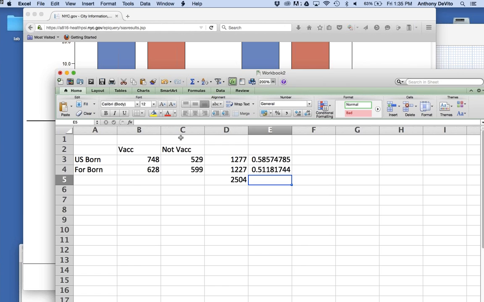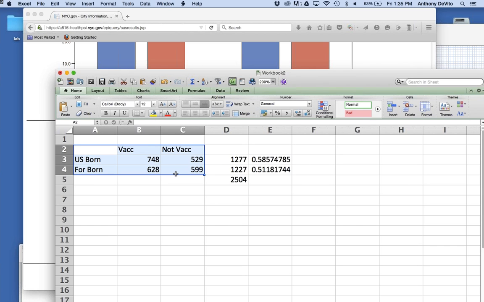There we go. Okay, so now I'm looking at this and I'm saying to myself, well, my null hypothesis here, if I'm doing a study, would be that there's no difference in the vaccination rate for US born and for foreign born. So I would expect these two proportions to be equal. So I would say that P1 equals P2. P for US borns, proportion US born, equals the proportion for foreign born.